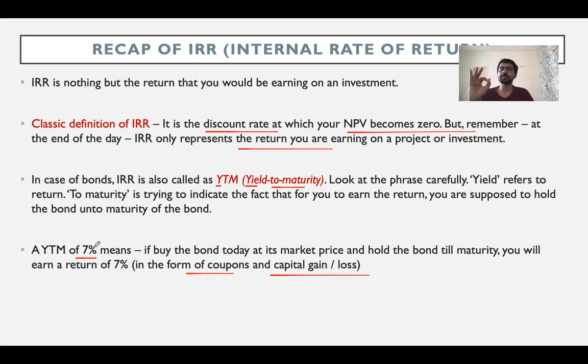So YTM of 7% for a 5-year bond basically means that if you buy the bond today at the prevailing market price and you hold it up to maturity, you're going to earn a return of 7%, right? The most critical component is holding it up to maturity. This will not be your return if you sell the bond after 1 year, okay? This will be your bond return only if you hold the bond up to maturity.